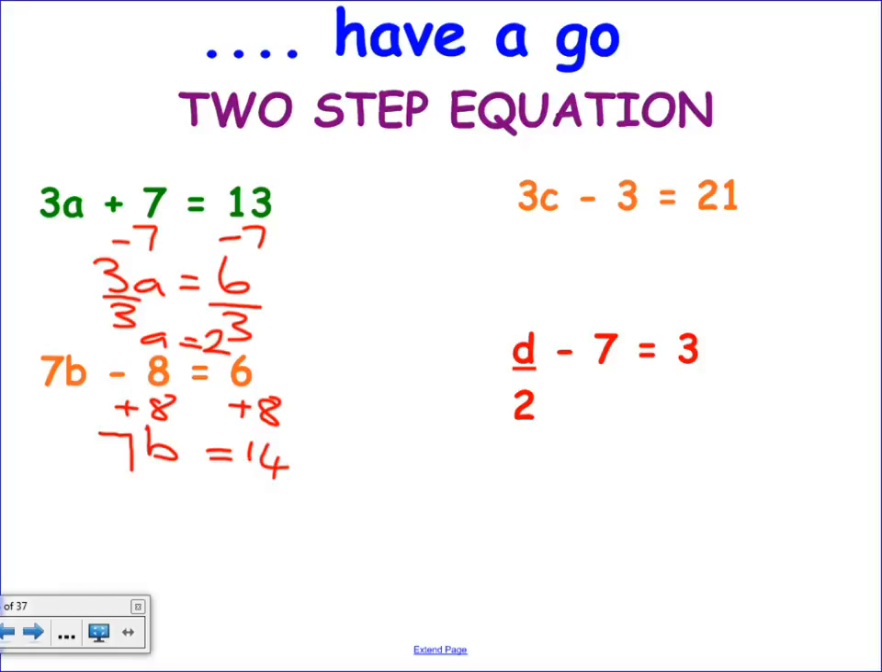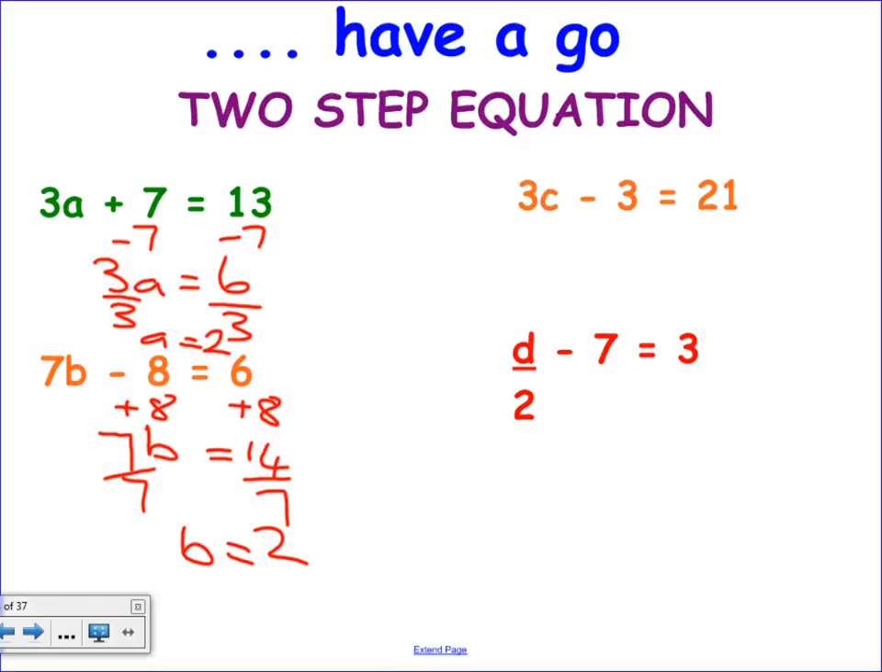And then I want b on its own. I don't want 7b's. I just want 1b. Divide it by 7. Good. If you divide that side by 7, you divide the other side by 7. So b's now left on its own, and that's equal to 2. Perfect. Getting these? Right, gents, 3c minus 3 equals 21.